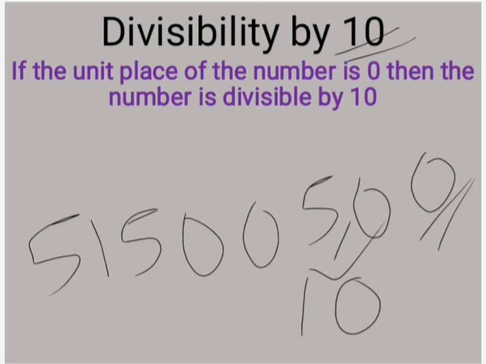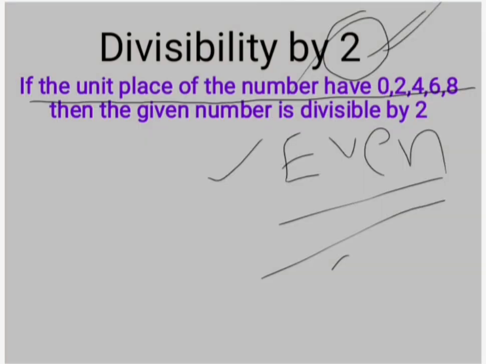So this many types of divisibility rules we have. I hope you understood. So first rule is divisibility by 2, where the unit place is 0, 2, 4, 6 and 8, then the number is divisible by 2. Or you can say that if the number is even number, then the number is divisible by 2.